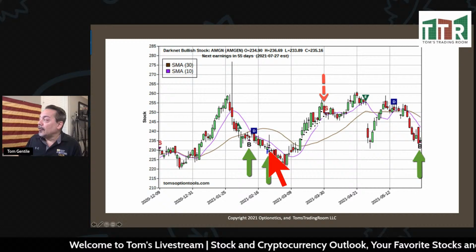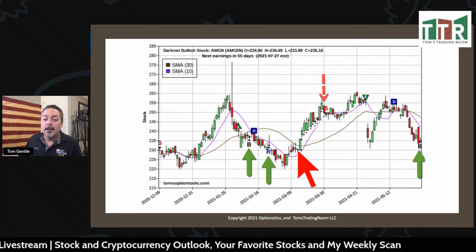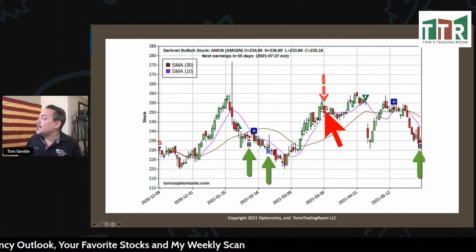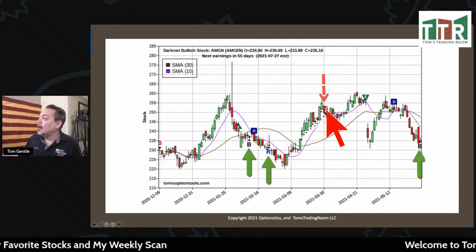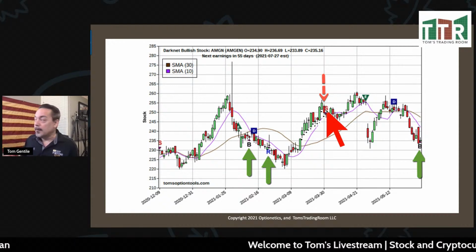And then another, this is the second buy that came in around 232. Look where the sell came, right up here. Sell came up at around $250. So that was a nice trade. As an option trader, that's a lovely trade.